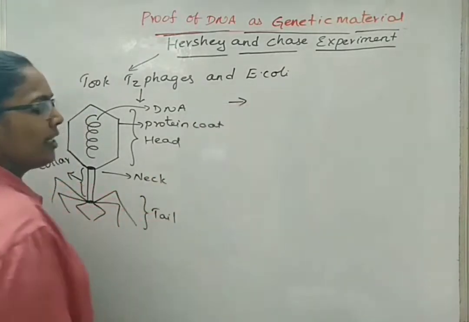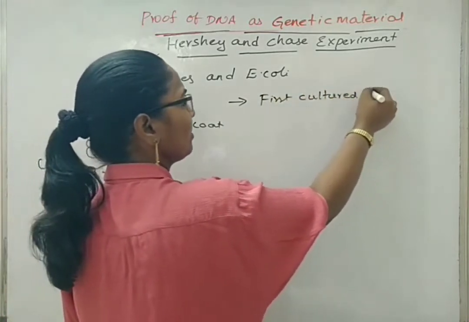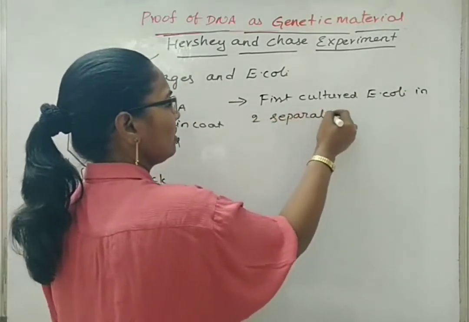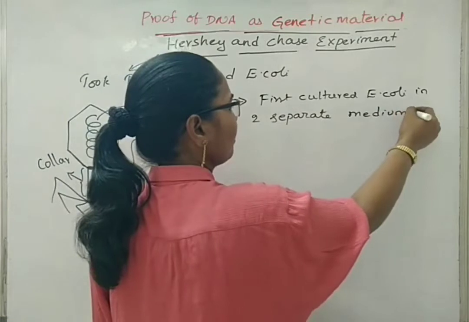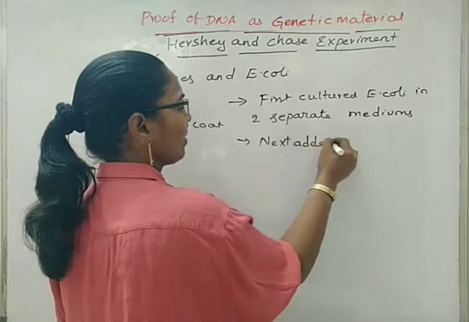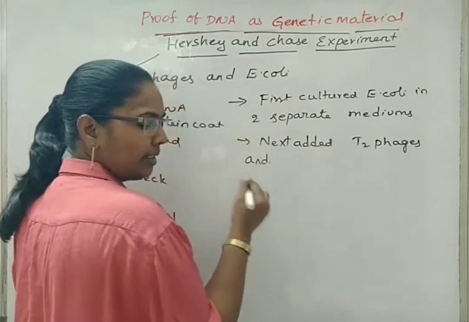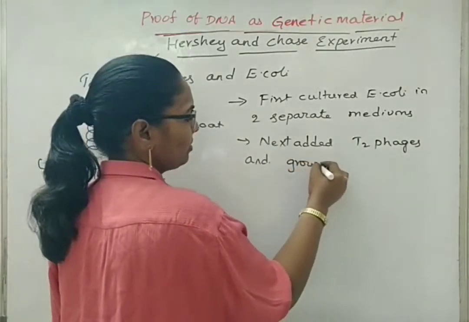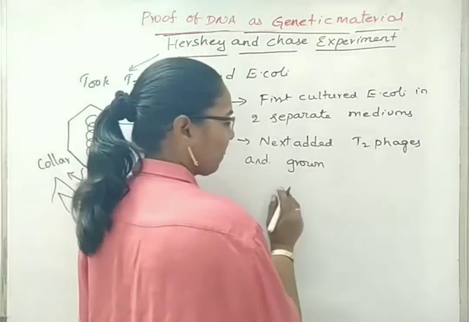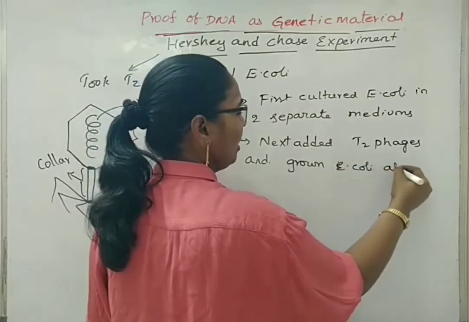Now, they initiated their experiments. They first cultured E. coli in two separate mediums. They next added T2 phages and grown E. coli, because E. coli, first of all, they need more quantity in number. Next added T2 phages and grown E. coli along with T2 phages.